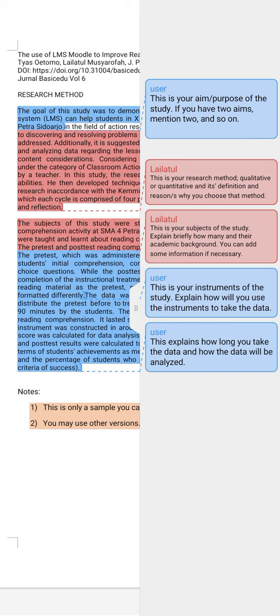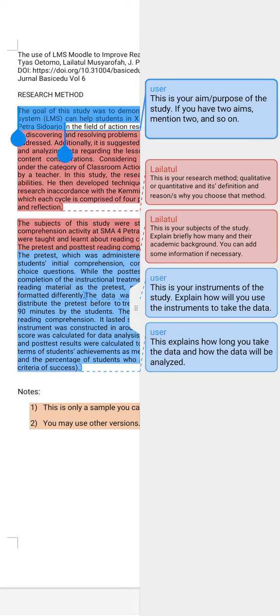Alright, there are some versions, or some kinds of how to compose a research method. From the sample, I will explain it one by one. We will analyze one by one what they are presenting. Okay, I will discuss first the statements in a research method. You can see that here. Right here.